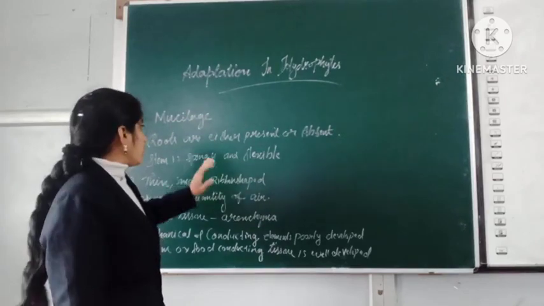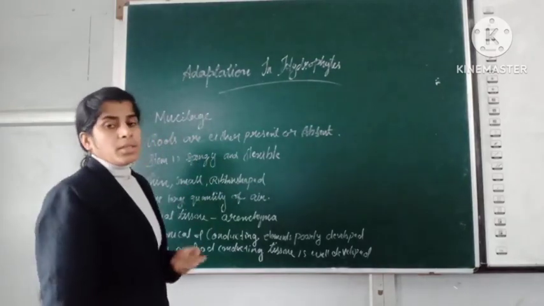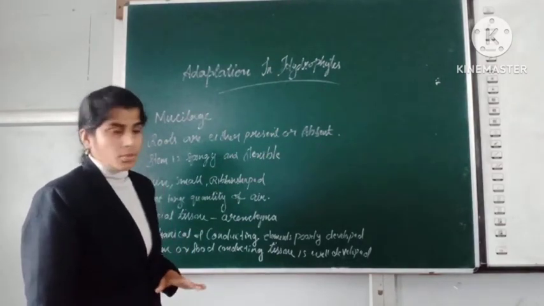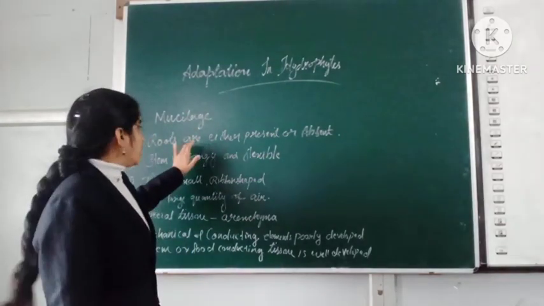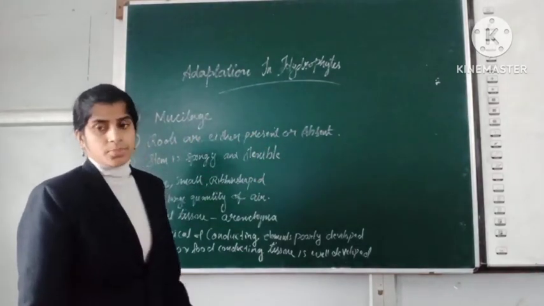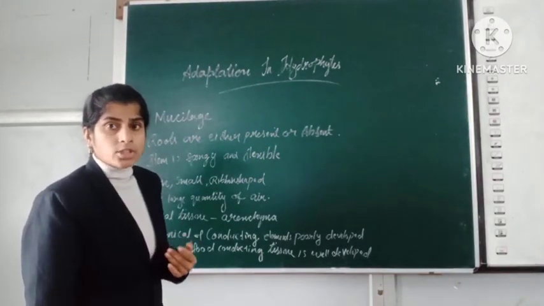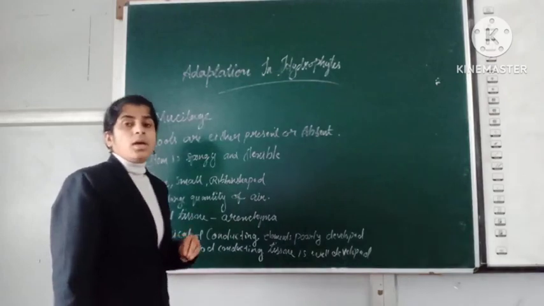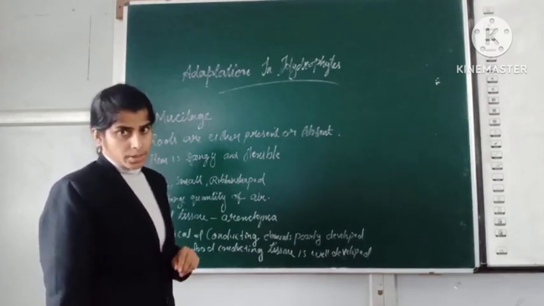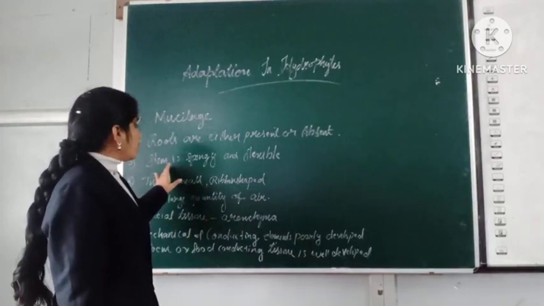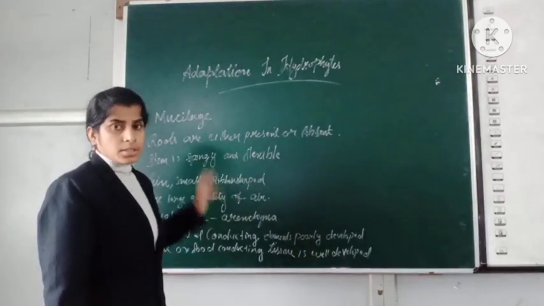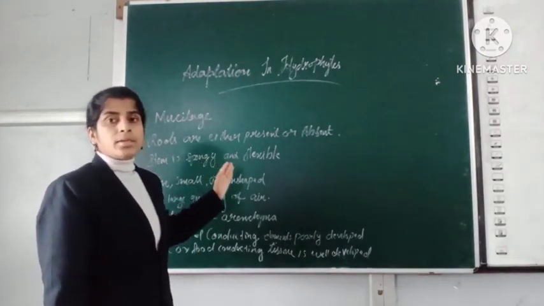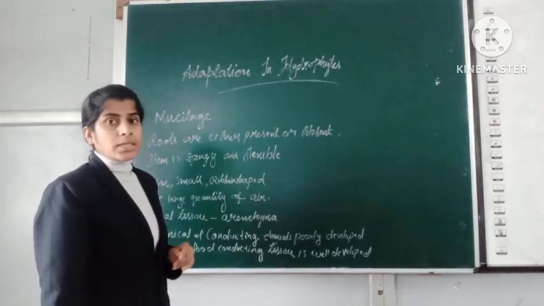And the second one: roots are either present or absent, or poorly developed. They are devoid of root cap and root hairs. And third point, their stem is spongy and flexible, and it also has a large number of air spaces.